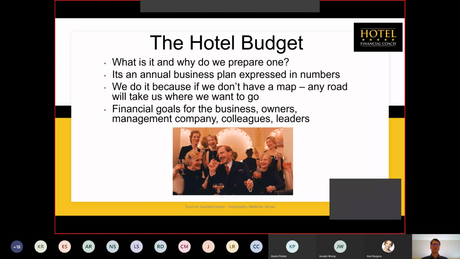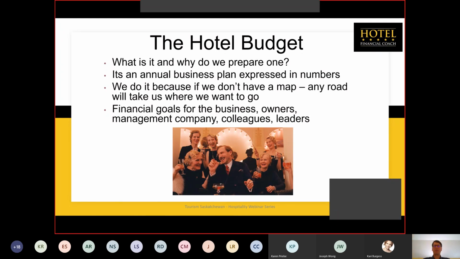And there's a saying that goes like this: if we don't have a map, any road will take us where we want to go. And I work with a lot of customers that when I ask them what their budget is for the year, they have to somewhat sheepishly tell me that they don't have one. They haven't taken the time to create a budget.